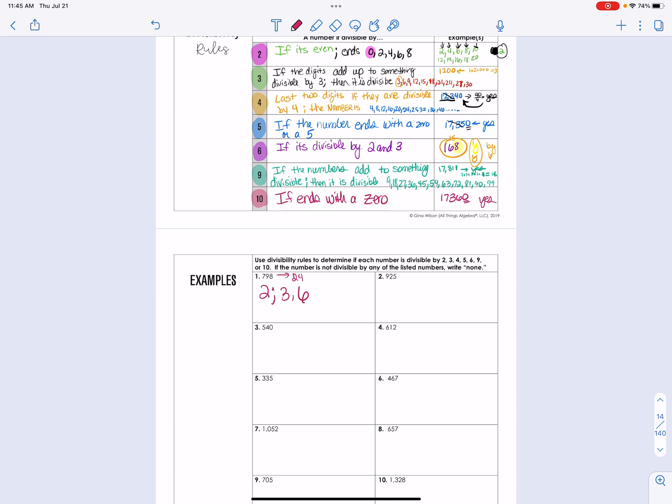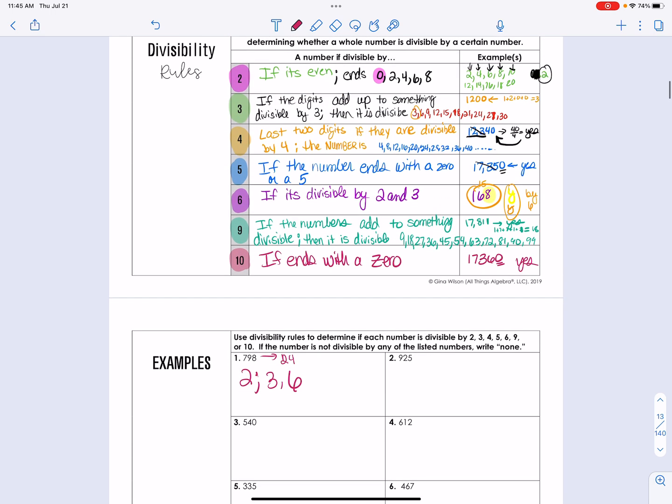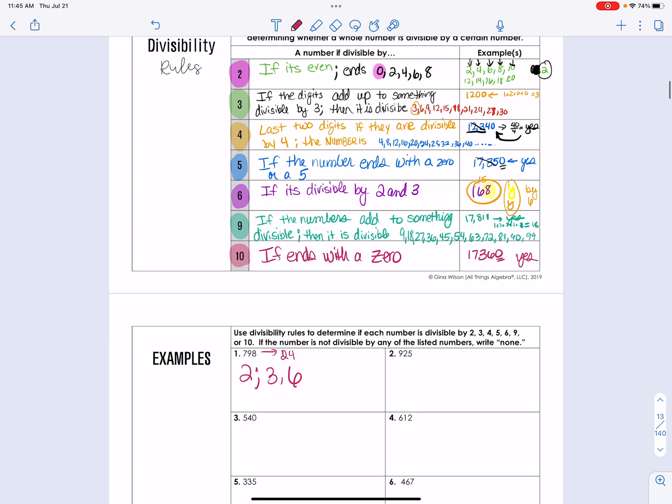Okay, so let's look at 925. I can zoom out just a little so we can read these. My eyes are getting old. Is it even? No. I'm adding them up. 9 plus 2 is 11, plus 5 is 16. I'm just going to write this number because I need it for the 3 and the 9. That's 16. That's not divisible by 3, so that doesn't work.